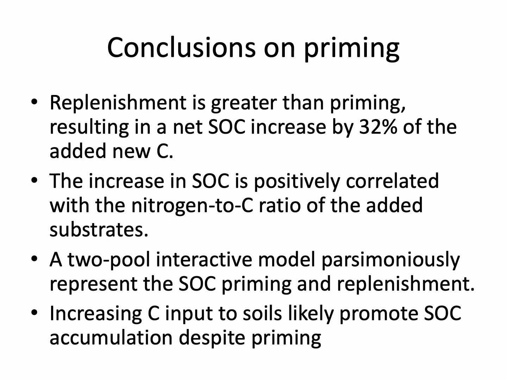This study used data assimilation to address a highly controversial issue on priming effect. The study showed that adding new carbon to soil does result in priming effect, but eventually leads to net carbon gain by 33%. The increased SOC is related to nitrogen content in the added substrate. The less nitrogen the substrate has, the stronger the priming effect is, the less carbon gain in SOC. The study also suggests that two-pool interactive model is the simplest, most parsimonious model to represent SOC priming effect.